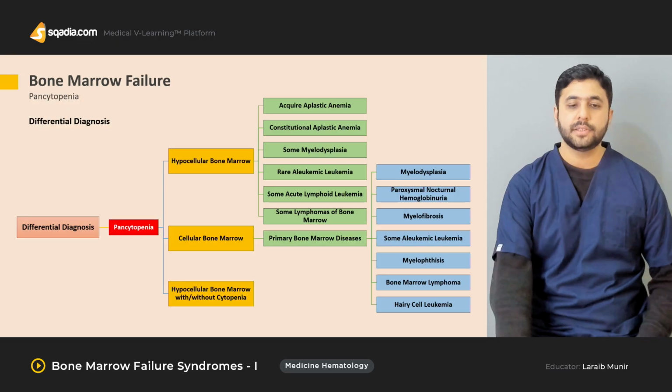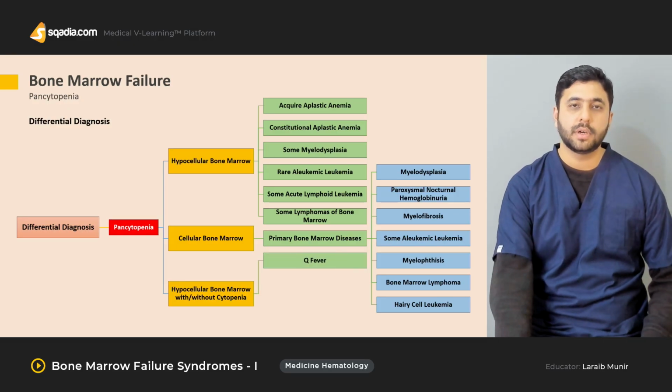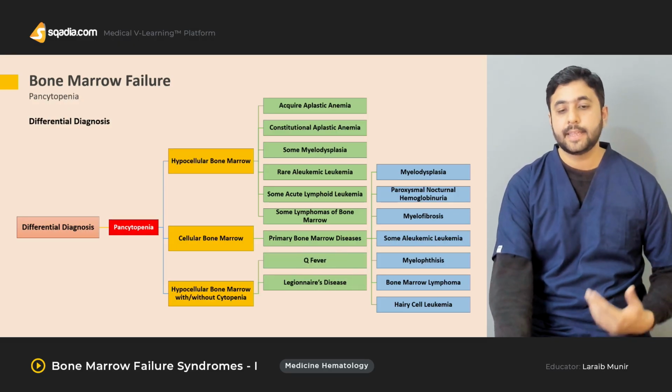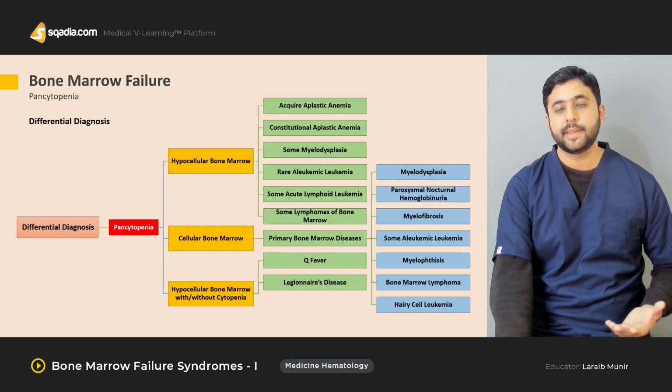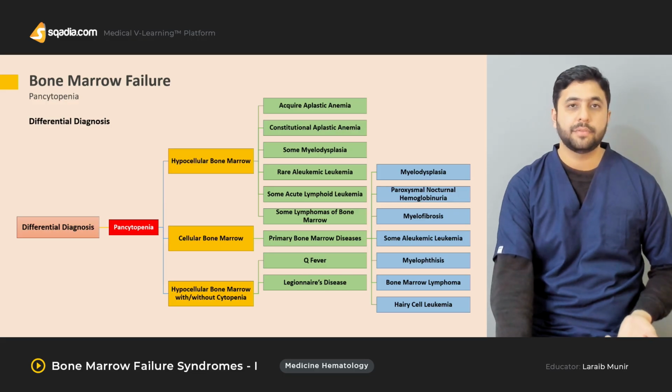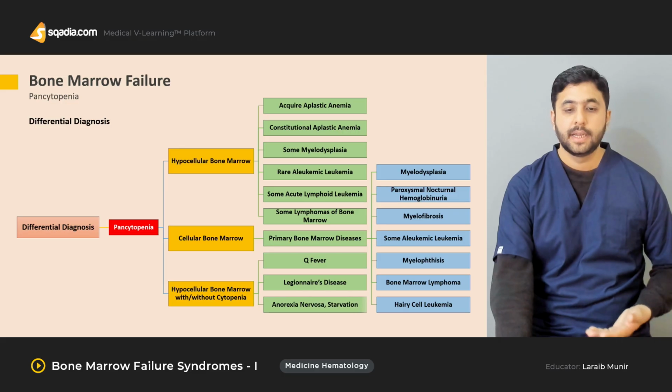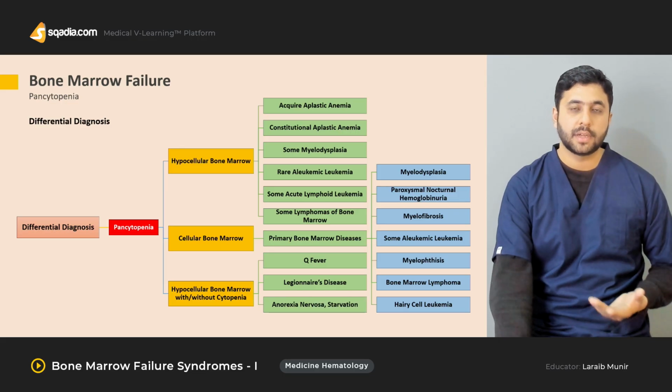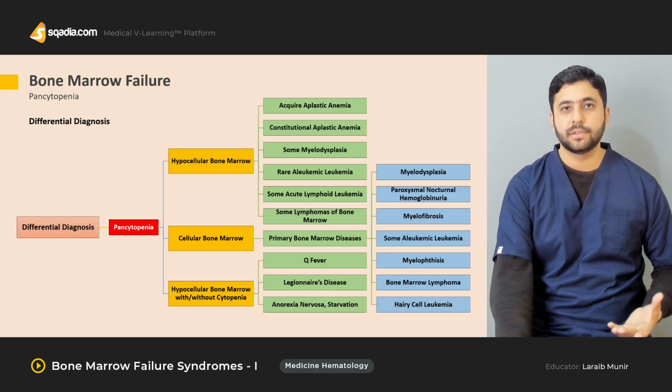These are certain conditions. Specifically, the important ones to remember are Q fever. Then there is Legionnaires' disease, which is a bacterial disease, as we all know. It can have a pancytopenic picture with a hypocellular bone marrow and may or may not have cytopenias. Then anorexia nervosa, or starvation, which is basically a psychological disorder, can also present with a hypocellular bone marrow.